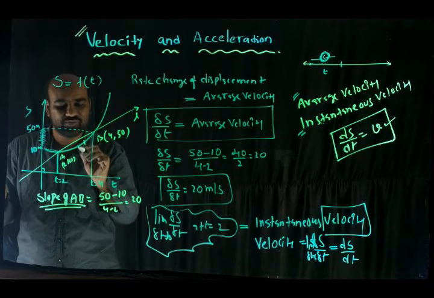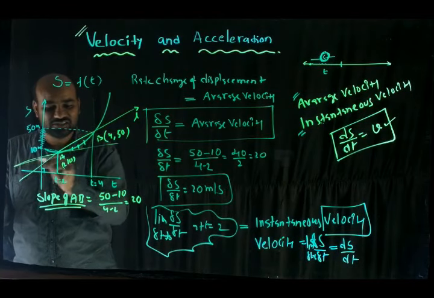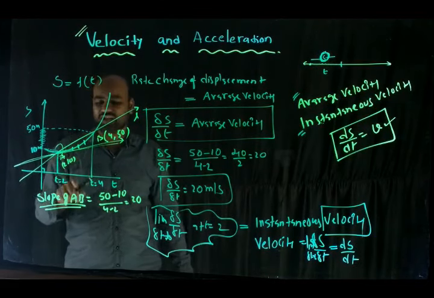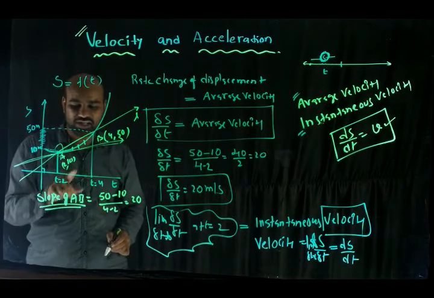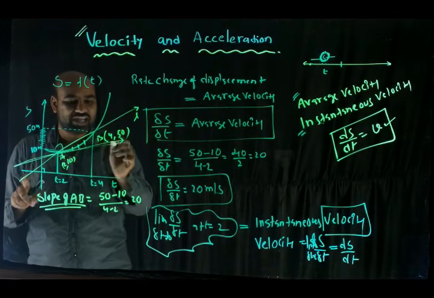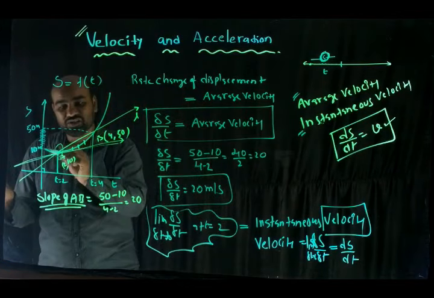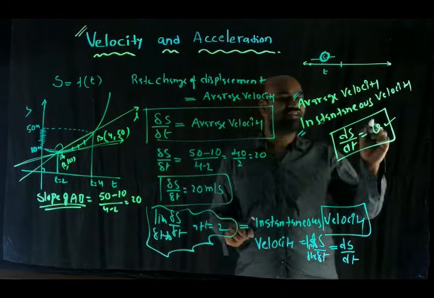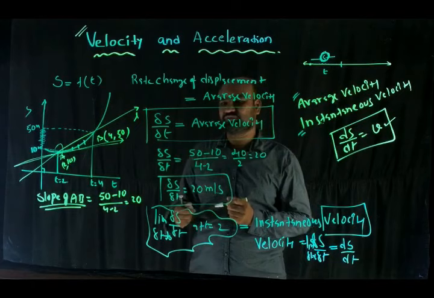B may be here, B may be here, B may be here. In the limiting sense, the secant becomes the tangent to the curve at A. At A means the point is (2, 10), that is, at t equal to 2. At t equal to 2, the line becomes the tangent to the curve. That's why instantaneous velocity means the slope of the curve at a particular point. That's why ds by dt is equal to v. Instantaneous rate of change of displacement is called velocity.